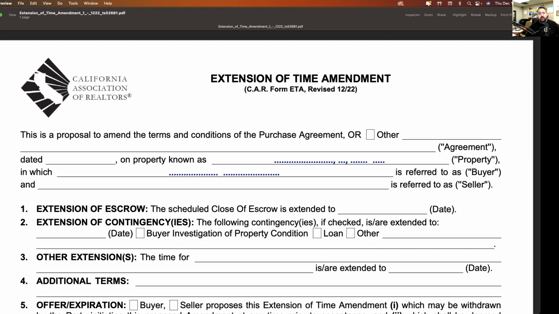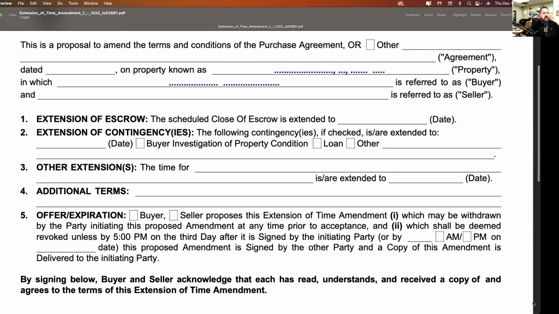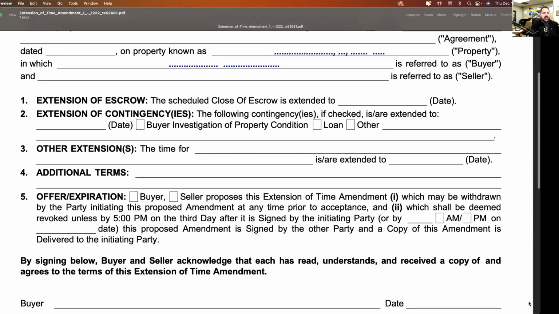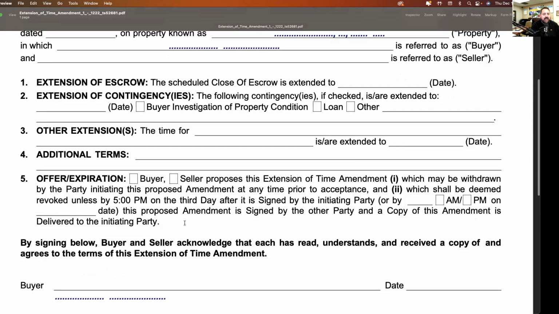They changed it. It used to be extension of time addendum. They've now changed it to extension of time amendment because it isn't an addendum. It's not an add-to. It's a change of the purchase agreement. So it just gives us time for extension of close of escrow, extension of our contingencies, other extensions, the time for whatever we may have negotiated other time periods in. That's what we're going to do. This has an expiration.